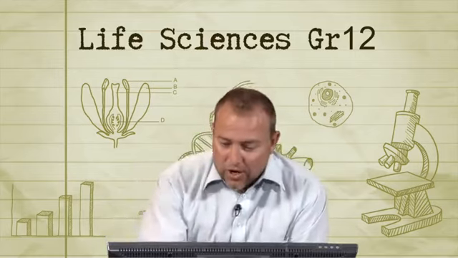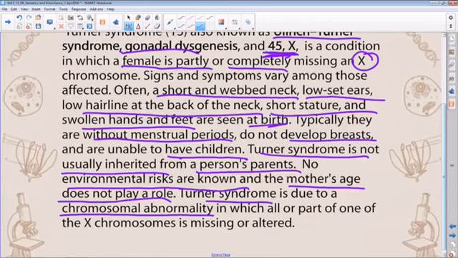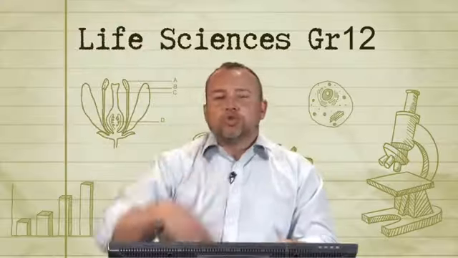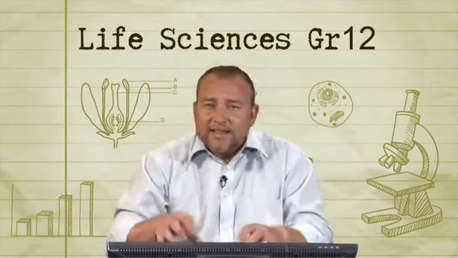Okay, next one. Turner syndrome is not usually inherited from a person's parents. No environmental risks are known, and the mother's age does not play a role in Turner syndrome, due to the chromosomal abnormality in which all or part of one of the X chromosomes is missing. So in other words, it doesn't matter how old you are. Turner syndrome has got nothing to do with your age.